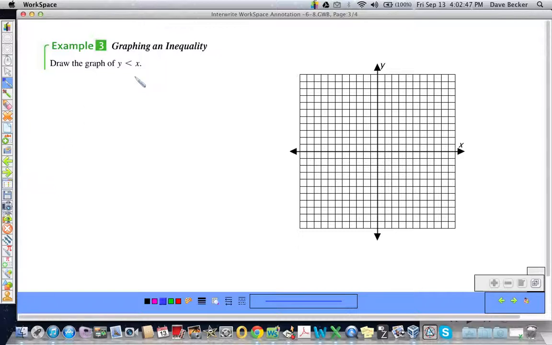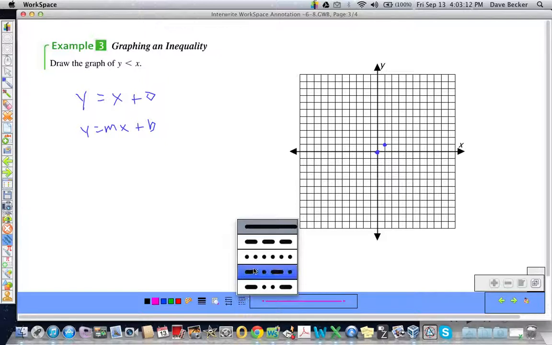Draw the graph. y is less than x. So I'm thinking y equals x. I'm going to graph that line, and this is of the form y equals mx plus b. It's just that my b is 0 and my m is 1. So the y-intercept is 0 and the slope is up 1 over 1. That's simple. It's less than, so my line is going to be dashed. I'll make it dashed again.